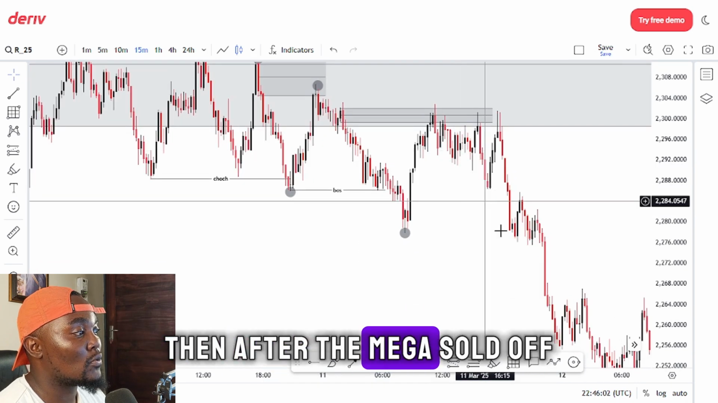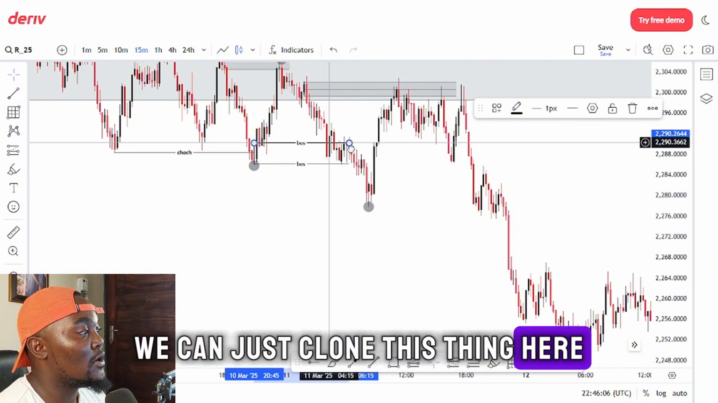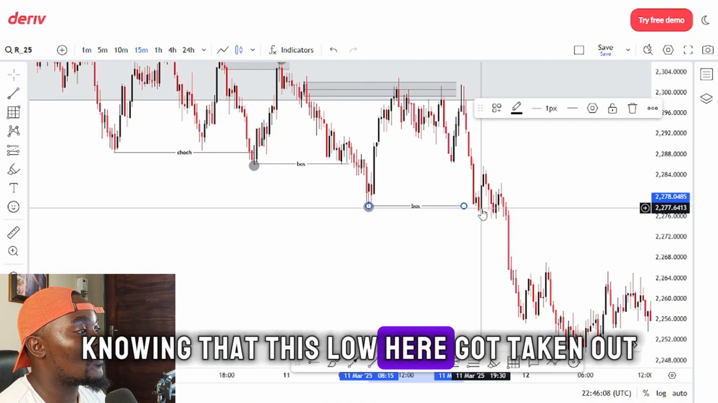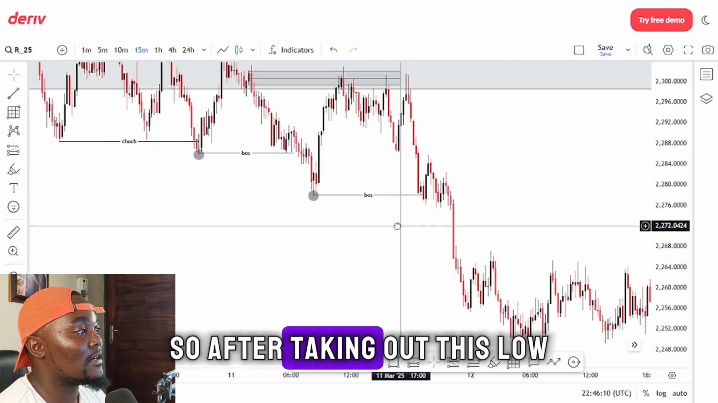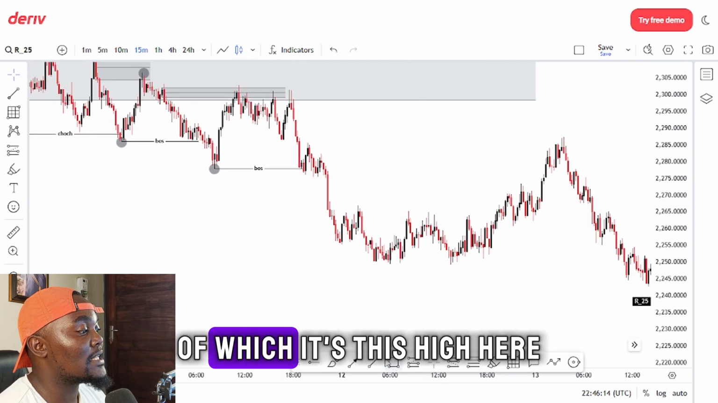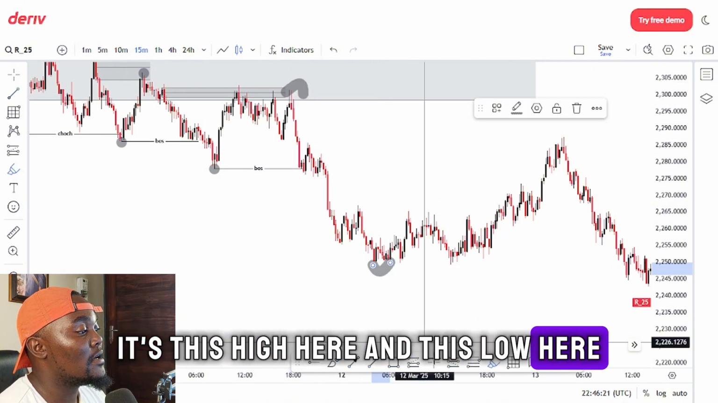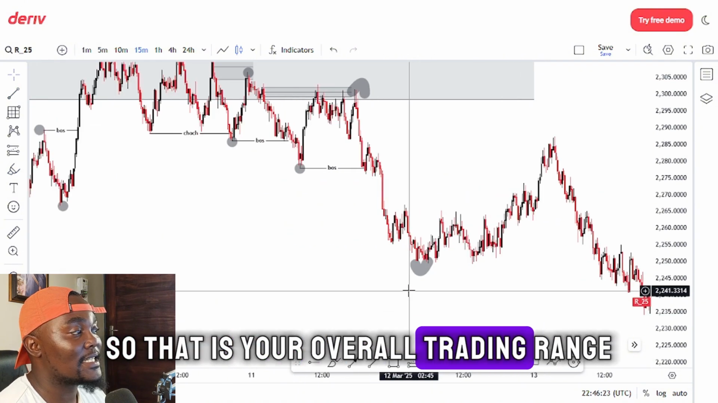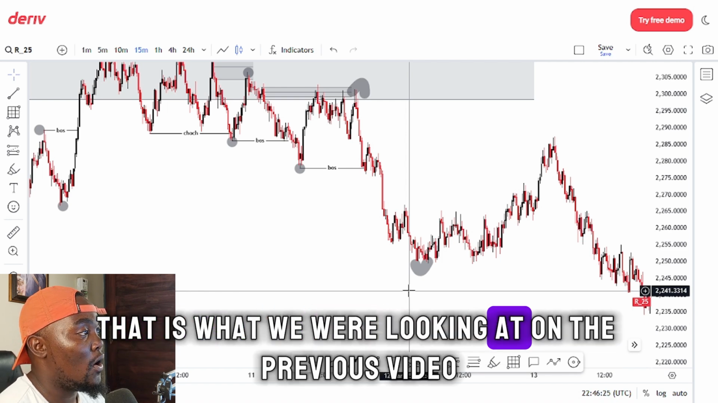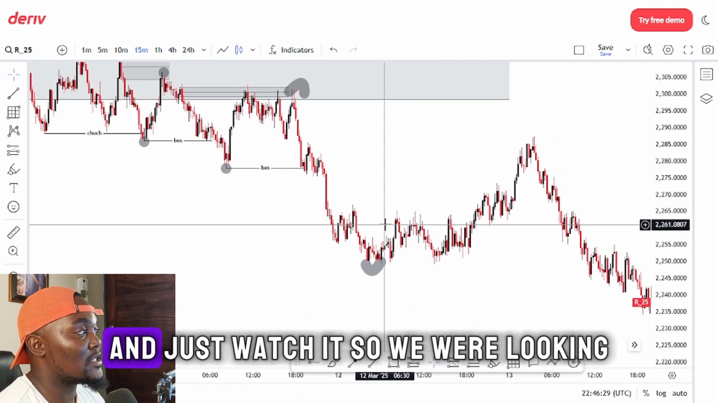Then after the market sold off, we can just clone this thing here, knowing that this low here got taken out. So after taking out this low, we already know that we have a new trading range, of which it's this high here, this high here, and this low here. So that is your overall trading range. That is what we were looking at on the previous video. So you can just switch back to the video and watch it.